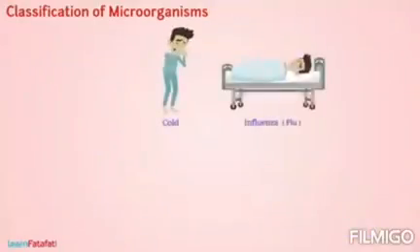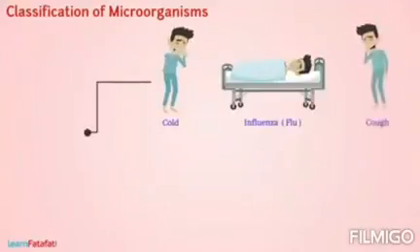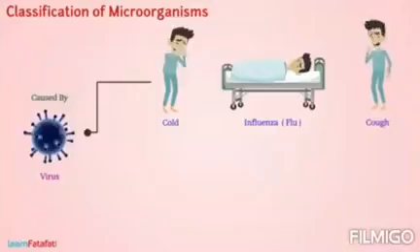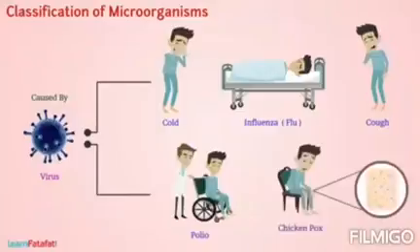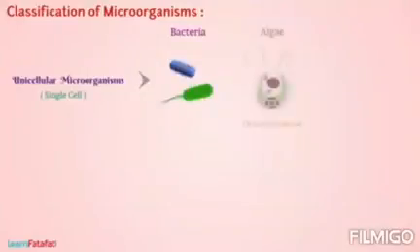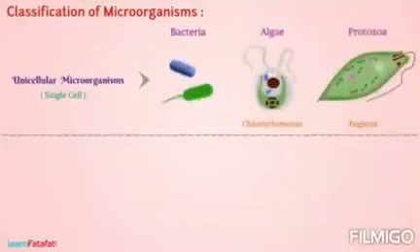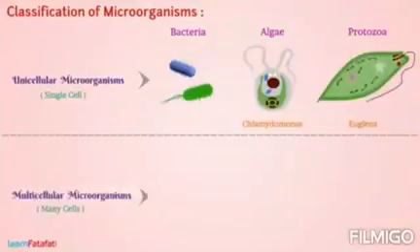Common diseases such as cold, influenza, that is flu, and most coughs are caused by viruses. In addition to this, there are many serious diseases caused by viruses. These are polio, chickenpox, etc. Based on structure, microorganisms could be unicellular, consisting of a single cell, like in bacteria, some algae and protozoa, or multicellular, consisting of many cells like algae and fungi.